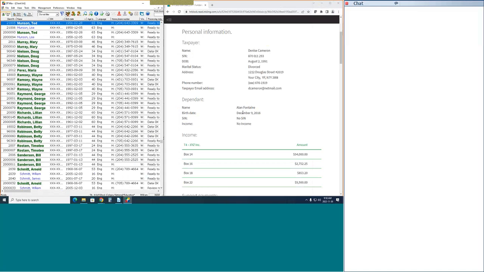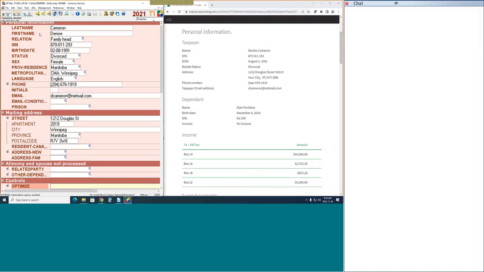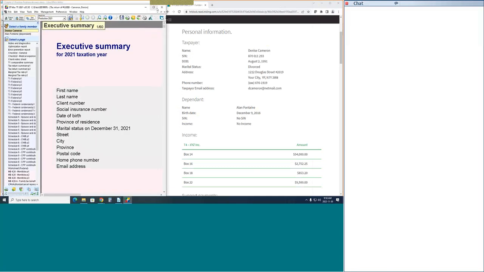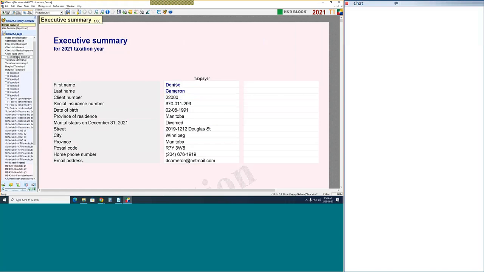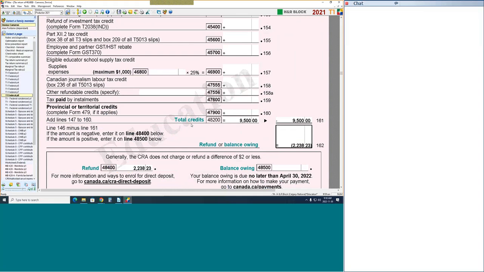Okay, I'm going to find my Denise Cameron file. There we go. Make sure I'm in 2021 because I had been switching back and forth between years. I am in 2021. There it is. Going to see if we all got the same answer. So we should have set up a file where she is divorced. Okay. And when she is divorced, we're going to get at the end of it $2,238.23. If you got a different answer, give me a red X. That should be what we have.